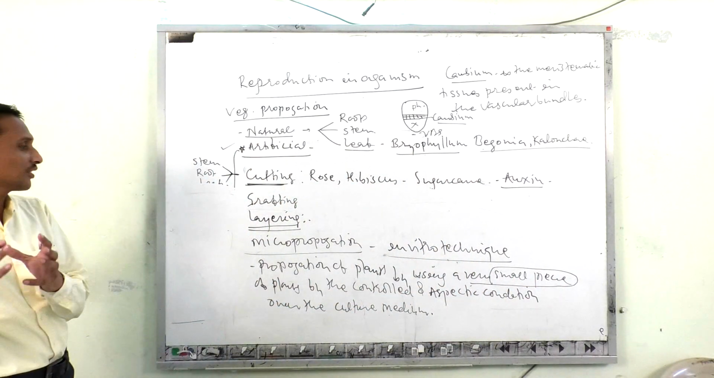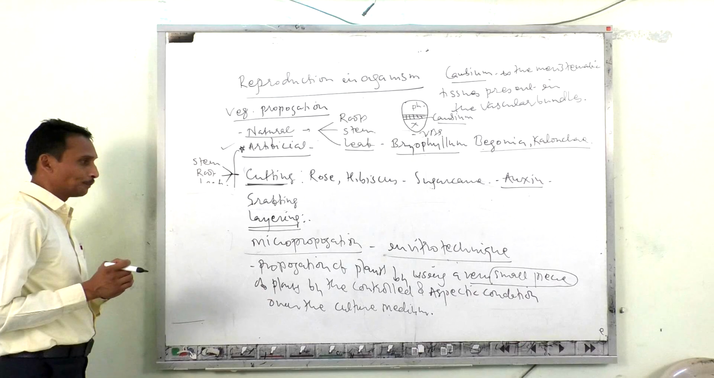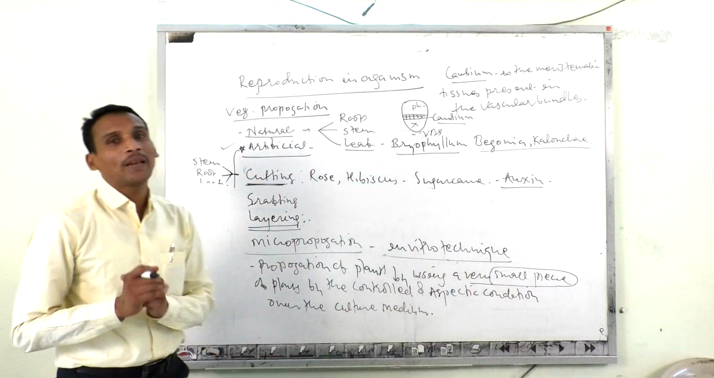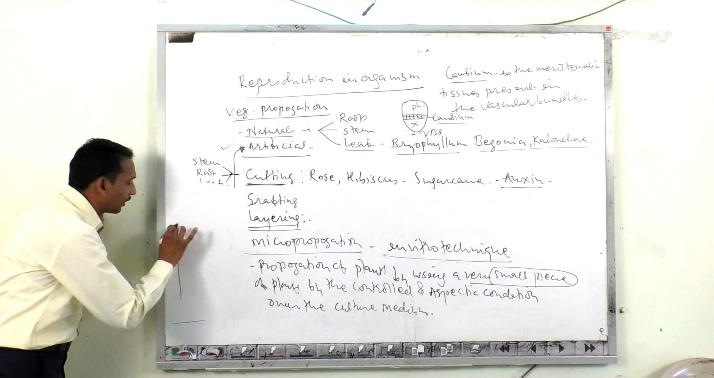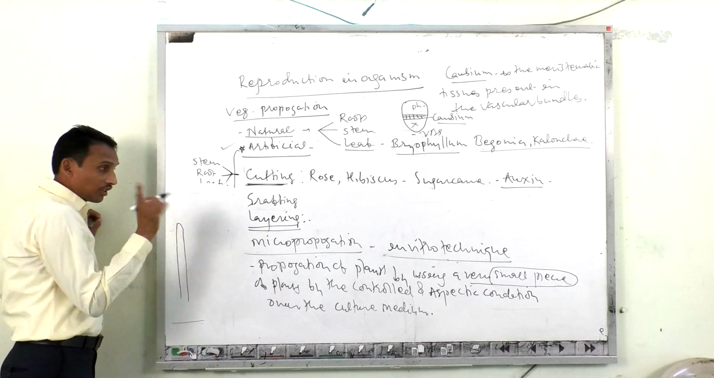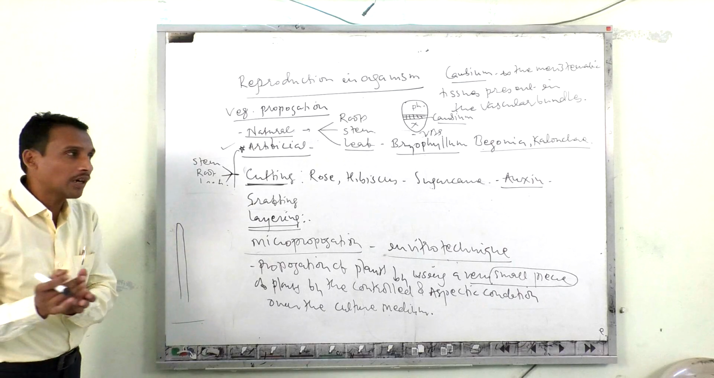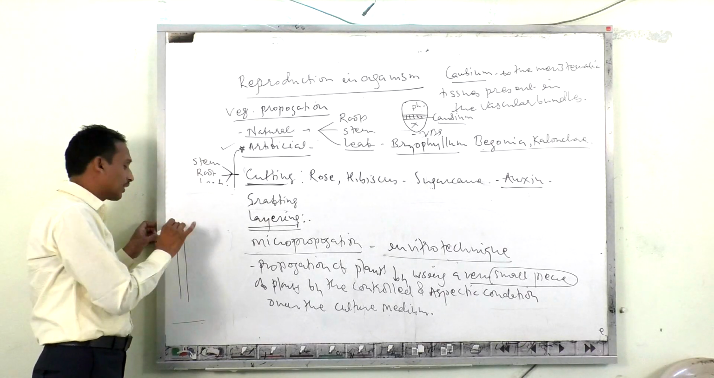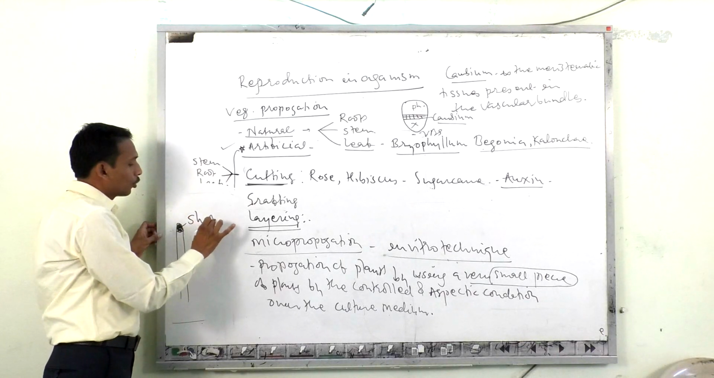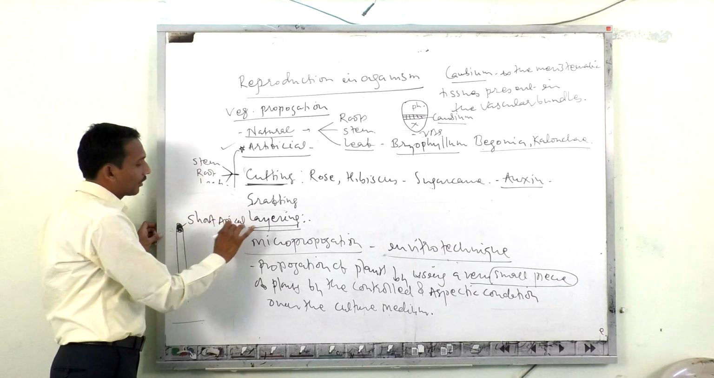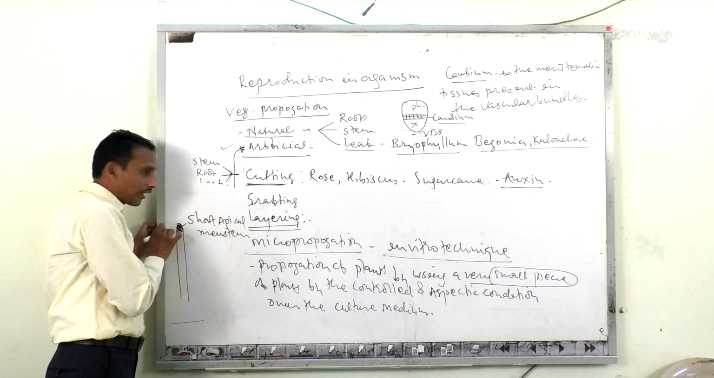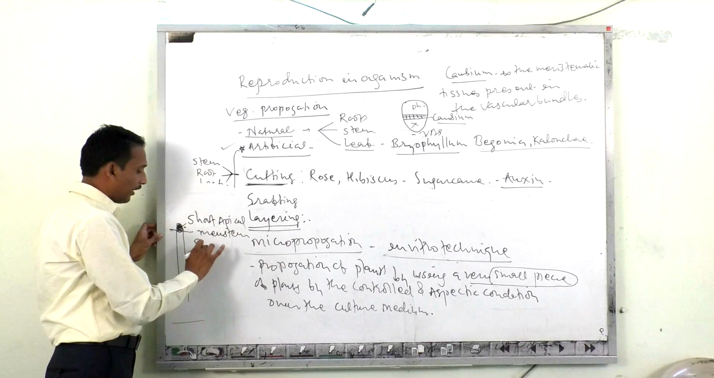That excised plant portion is called the explant. So suppose this one is the mother plant. Generally the excised plant portion that is used as the explant is the apical portion, called the shoot apical meristem. This one is a shoot apical meristem. So this portion gets excised, and that is called an explant.